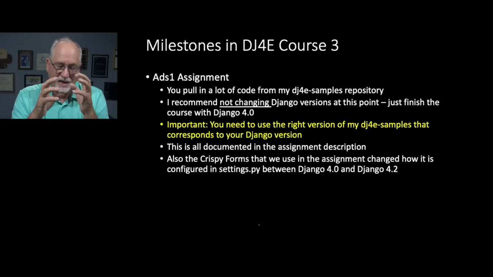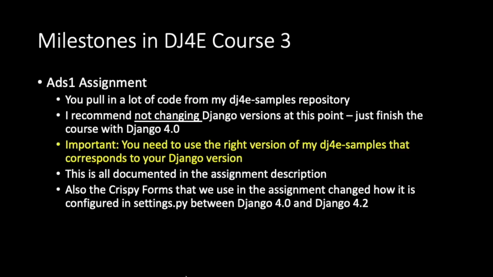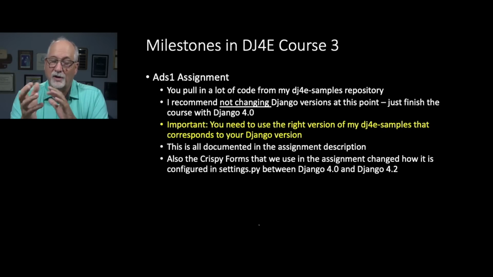What happens is that in ads1, I have this bunch of instructions that have you pull code from my dj4e-samples repository. Now this is where I have to give you 2 versions of my sample code repository. In the first half of the class, if you look at my sample code, it doesn't matter between Django 4.2 and Django 4.0. Most of the changes are in settings.py and urls.py. And so if you're using Django 4, you just have to use the Django 4 version of dj4e-samples. And if you're using Django 4.2, you've got to use the Django 4.2 version of dj4e-samples.